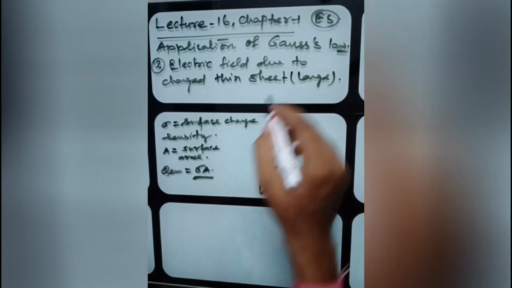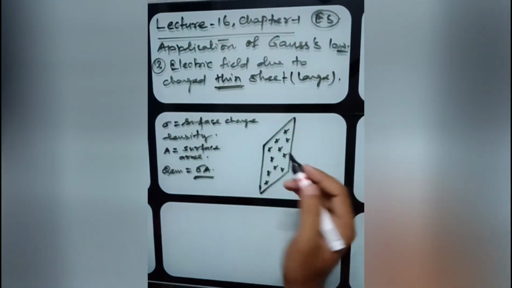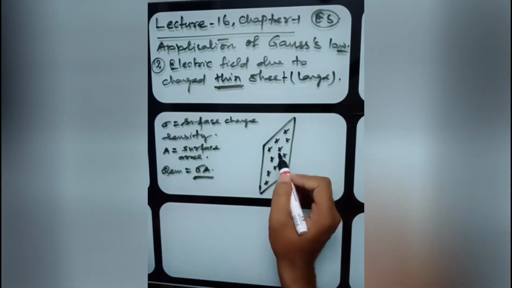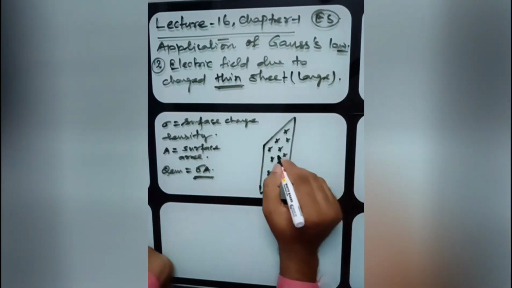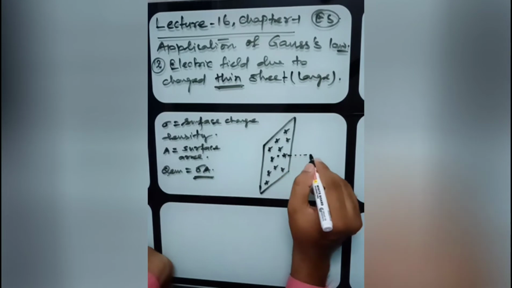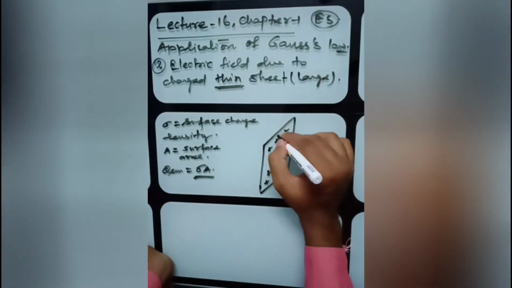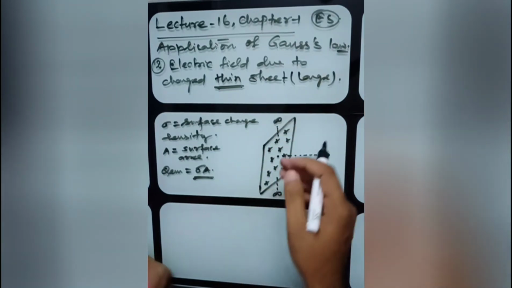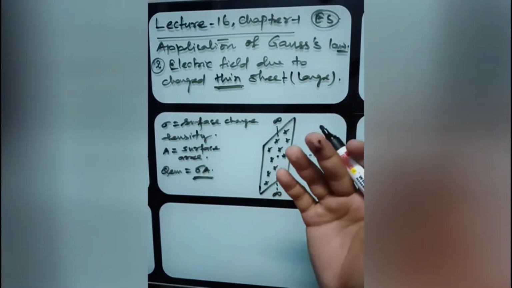Now, what is the meaning of this thin sheet, students? It means this positive charge will have its effect on both sides of the sheet. We have to find the electric field at this point. Since the sheet is very large, it is going to infinity on all sides.